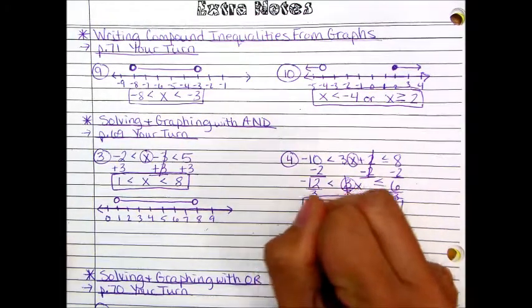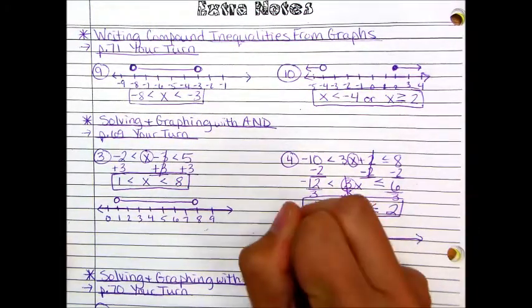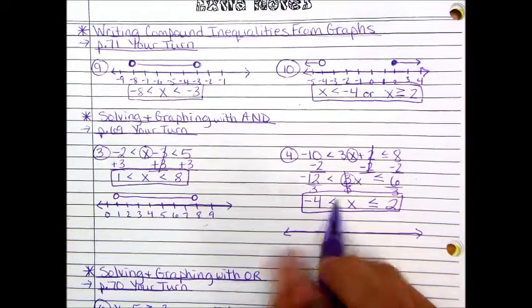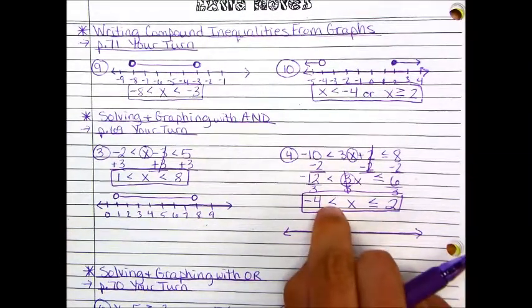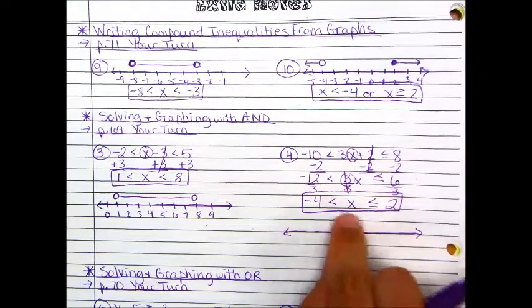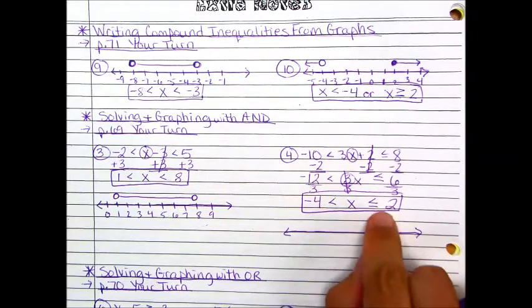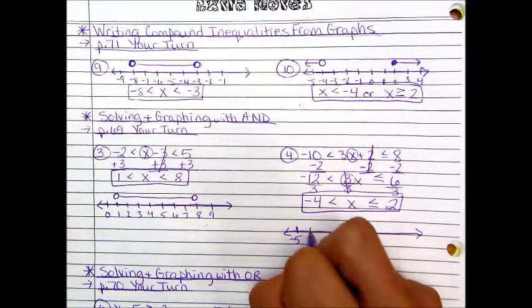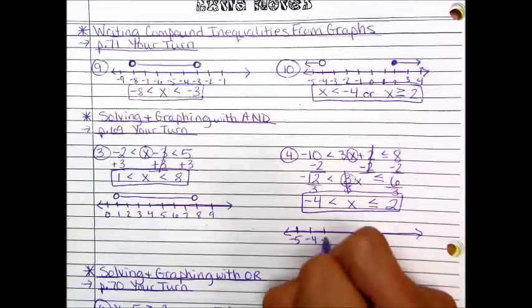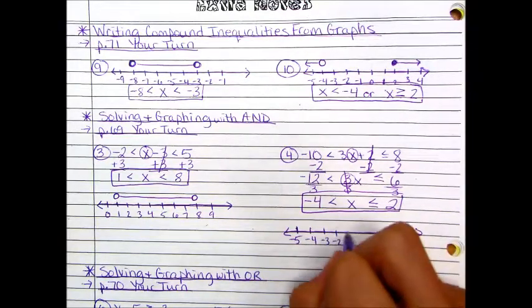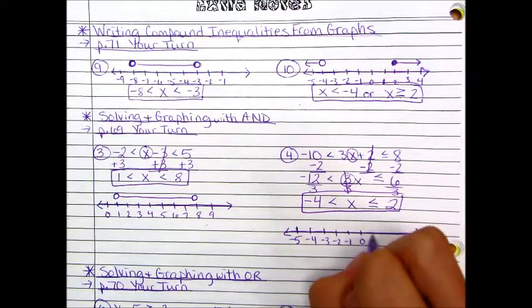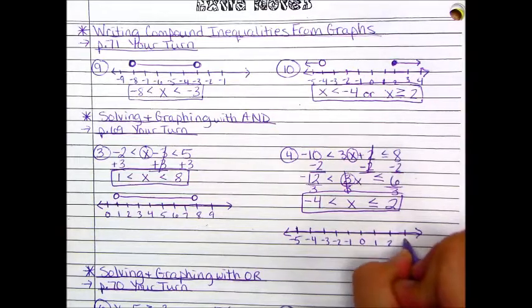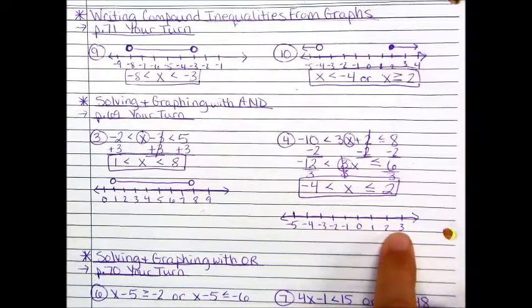And when we graph this one, what we want to be real careful about is that sometimes we may have a situation where one of the circles on my graph will be open and one of them will be closed. So pay attention to your symbols, whether they have the equal bar or not. And I'm going to start at negative 5 on my number line and just make sure I include everything from negative 4 up to 2. So I extended my number line to 3 there.